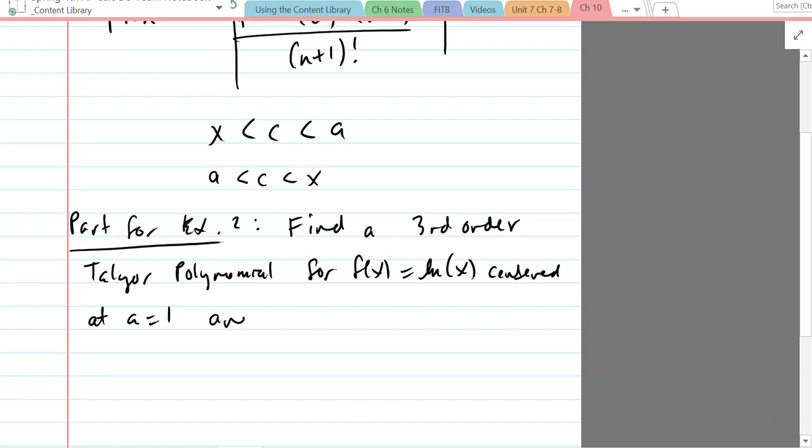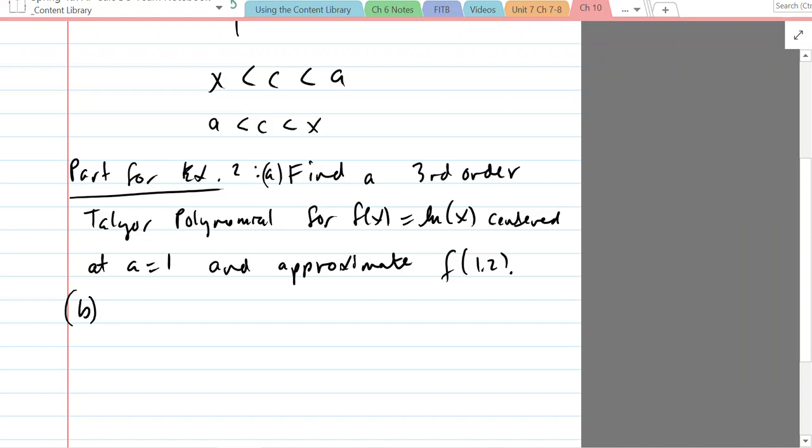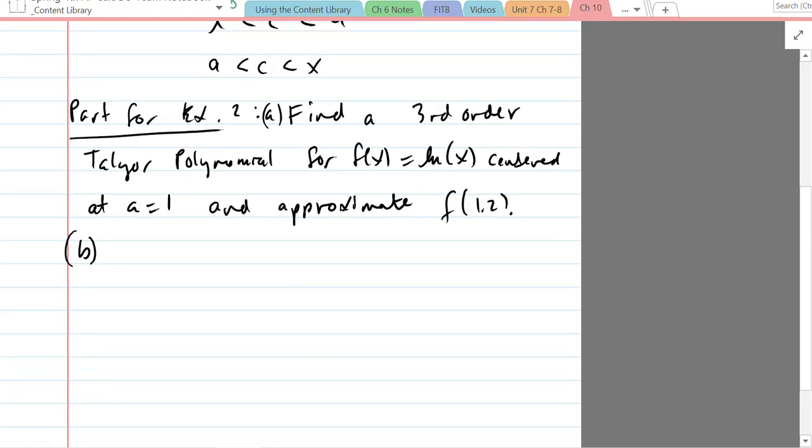And we're going to approximate f of 1.2. And then in part B of this one, so that's A, part B, we're going to find the remainder.